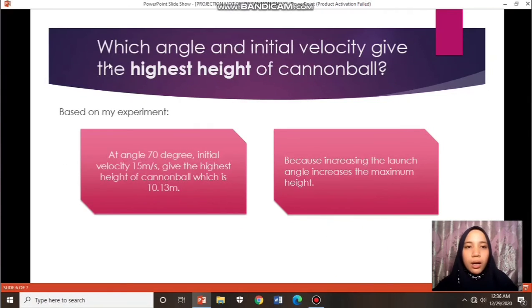Okay. Which angle and initial velocity give the highest height of cannonball? Okay, based on my experiment, at angle 17 degree, initial velocity 15 meter per second give the highest height of cannonball, which is 10.13 meter, because increasing the large angle increase the maximum height.